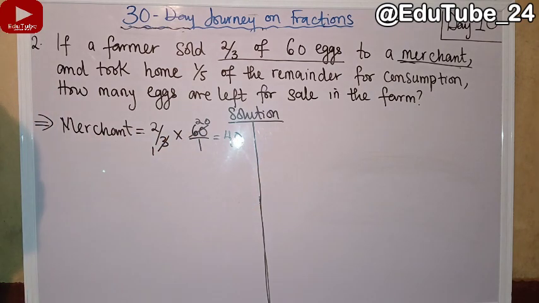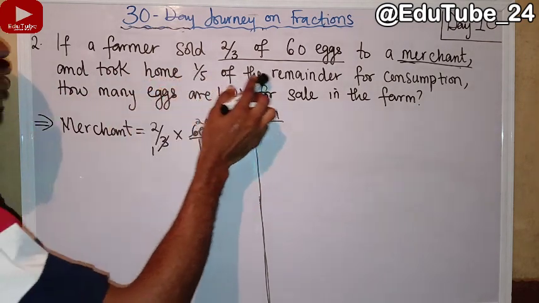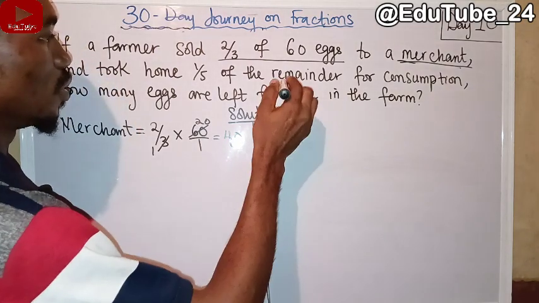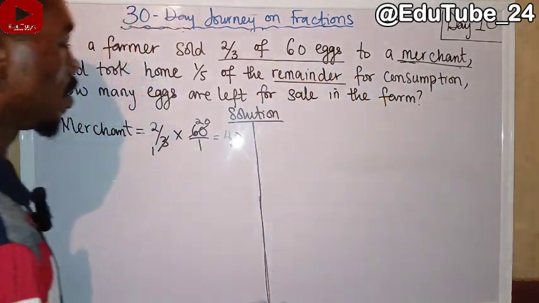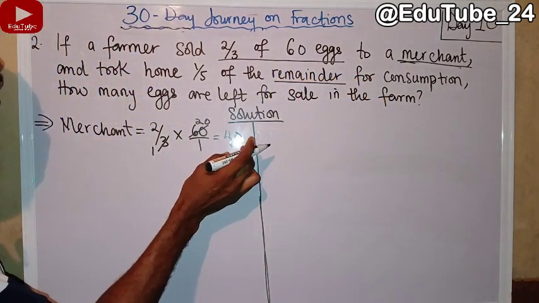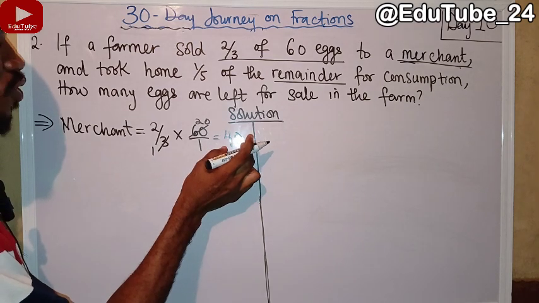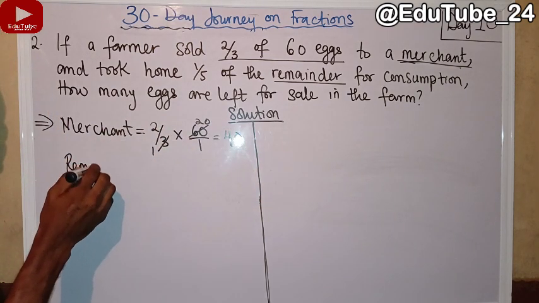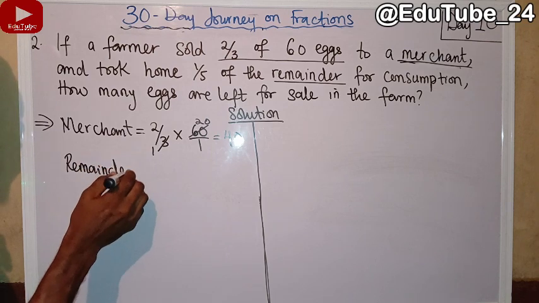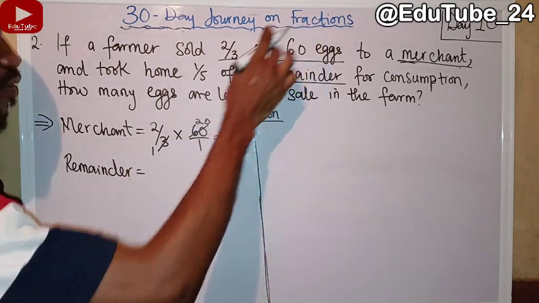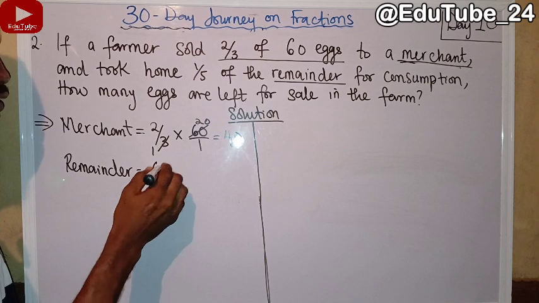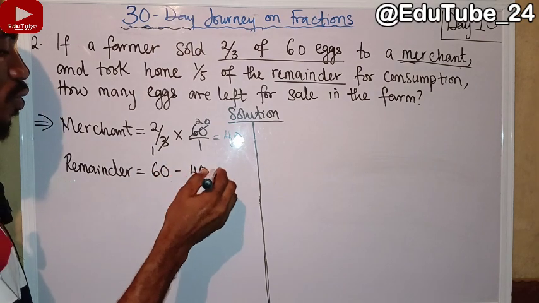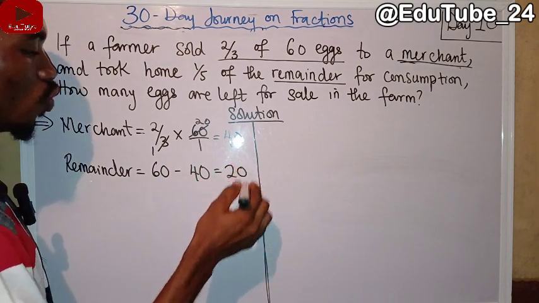And then the question proceeds to say, and took home 1/5 of the remainder. Take note of the remainder here. 1/5 of the remainder, meaning that we have to find the remaining eggs after 40 eggs were sold to the merchant. So I'm going to write remainder. Remainder equals the total eggs, which are 60, so 60 minus 40, the remainder is certainly 20 eggs.